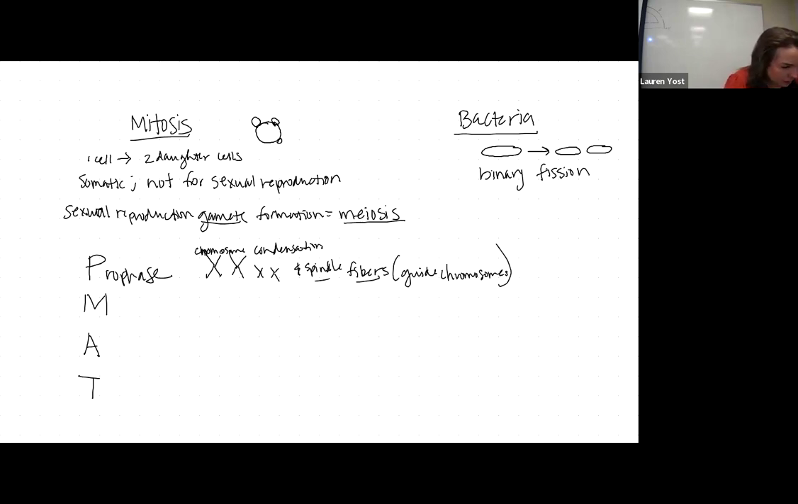Okay, M is metaphase. Metaphase is a pretty straightforward one. It's just where we're going to be lining up our chromosomes in the middle using those spindle fibers. So it'll look kind of like this. I don't know why I always draw it weird, but yeah, like that. And then the spindle fibers will be dragging on it like this.